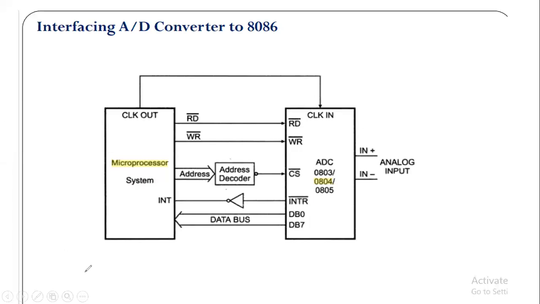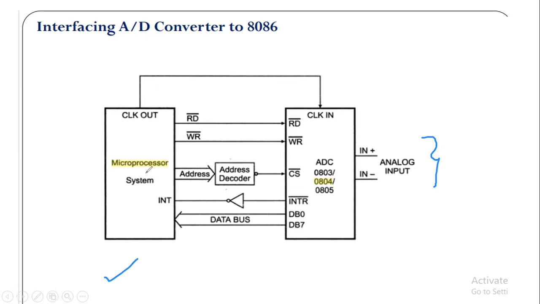Here you can see this is the microprocessor system. In our case this microprocessor is 8086 and this is our ADC. Now this is the input, IN plus and IN minus. From here, we give the analog input to this ADC. This is the clock input, and this clock input is connected with the clock output pin of this microprocessor. So, the microprocessor has a clock output. This is connected with the clock input of this ADC.